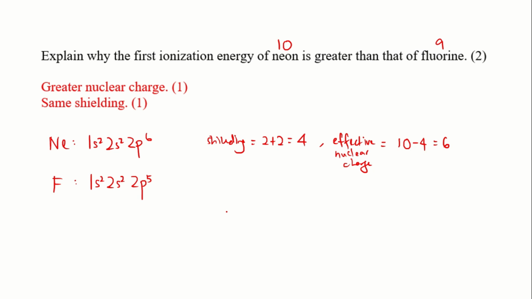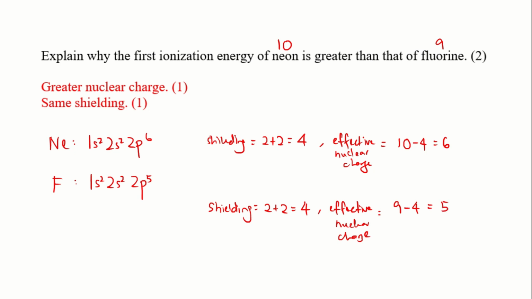Let's do the same for fluorine. First ionization of fluorine will be removing electrons from 2p. So this valence electron of fluorine is also experiencing shielding from the 2 inner shells, 1s2, 2s2. So shielding is also 2 plus 2, which is 4. Effective nuclear charge will be 9 minus 4, which is 5.